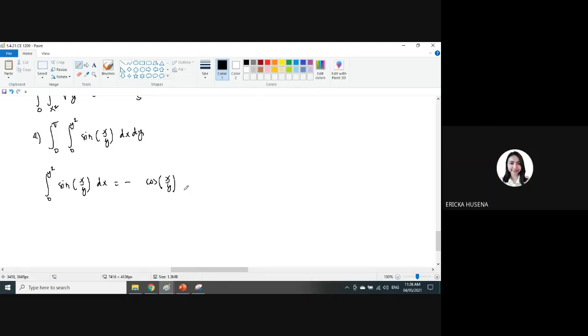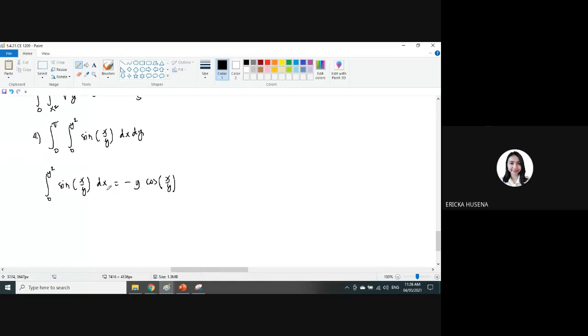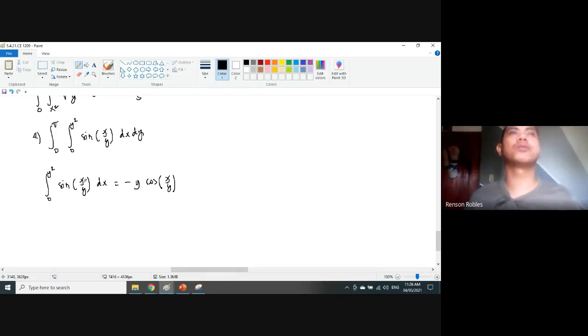There's a y in front. Okay. Where did that come from? 1 over y. Okay, that's the reciprocal of 1 over y, because 1 over y is treated as constant. Then evaluated from 0 to y squared.